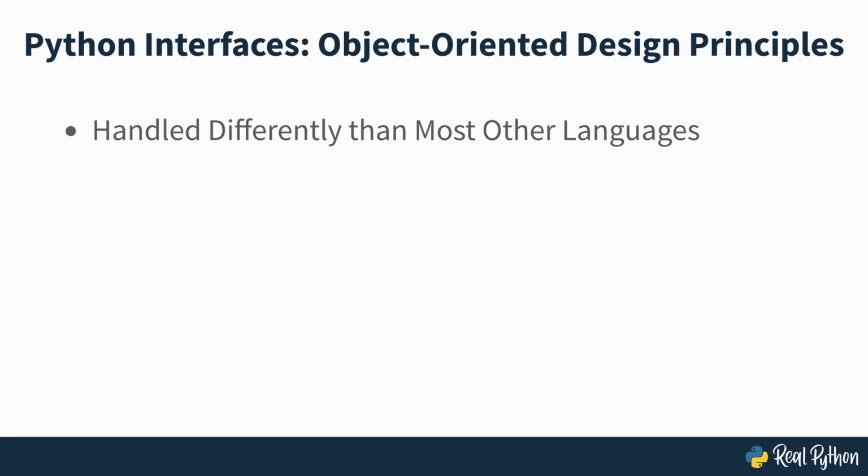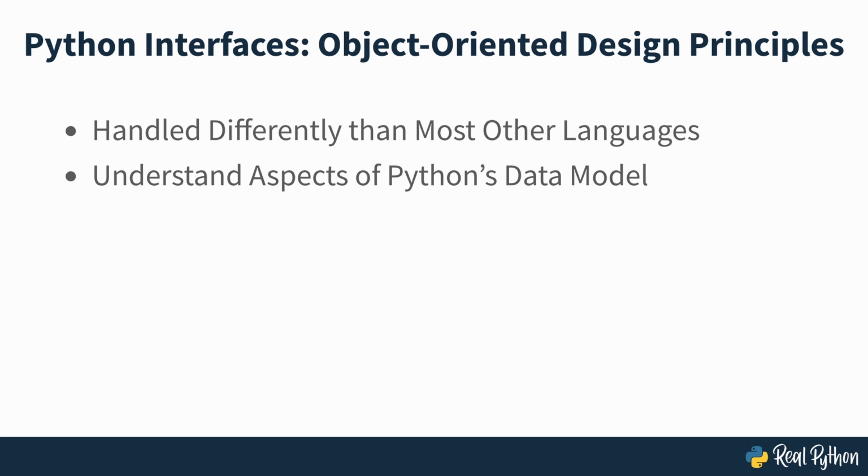Interfaces in Python are handled differently than most other languages, and they can vary in their design complexity. By the end of this course, you'll have a better understanding of aspects of Python's data model, as well as how interfaces in Python compare to those in other languages such as Java, C++, and Go.